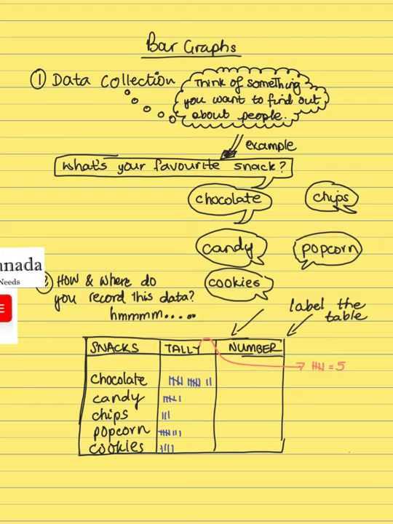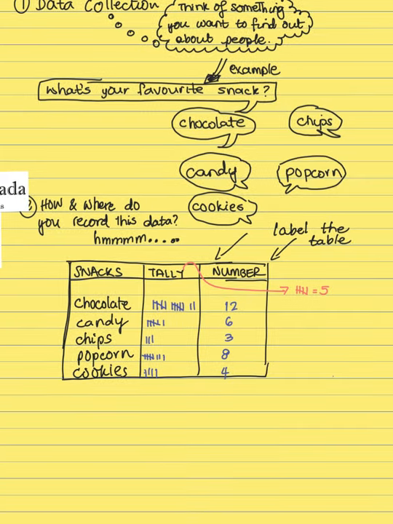Now, the next step for this is to write down the number beside it. So I've got another column where I'm going to write down the total number, so I don't miscalculate, or I don't forget, or I don't make a mistake, right? And as you can see, chocolate is liked by 12 people, candy is liked by 6 people, chips is liked by 3 people, and popcorn is liked by 8 people, and cookies 4.